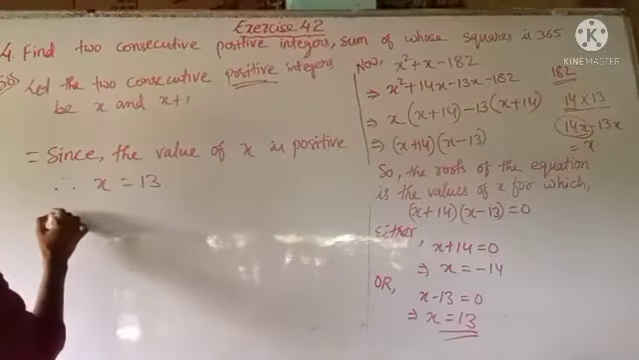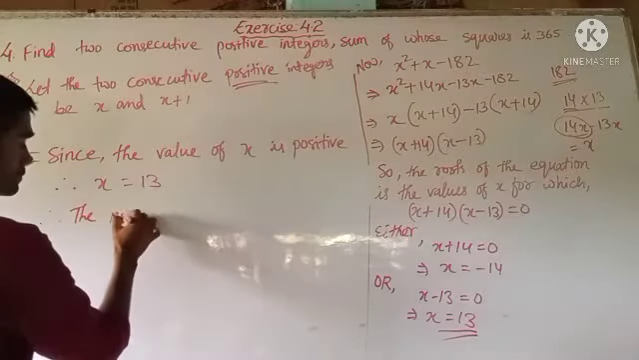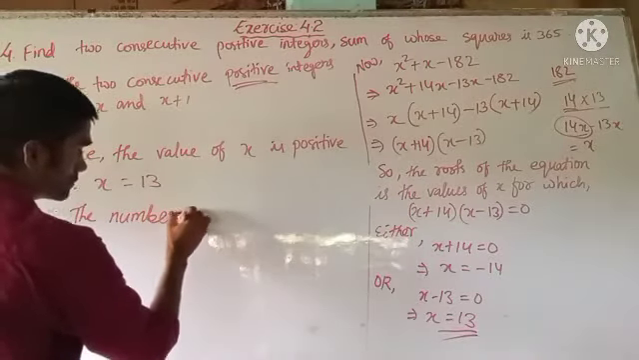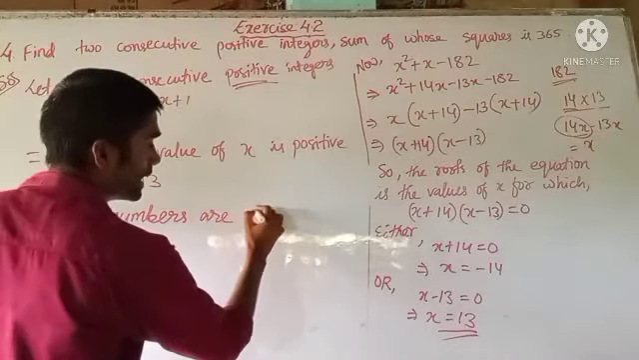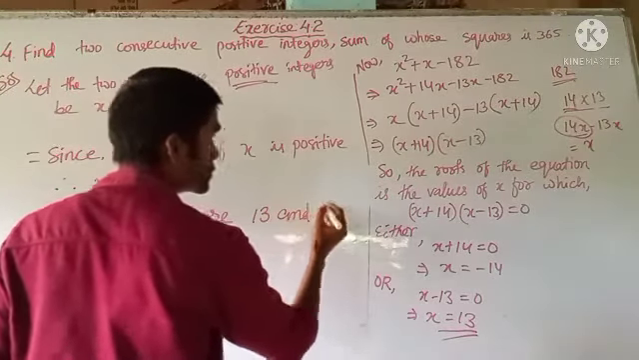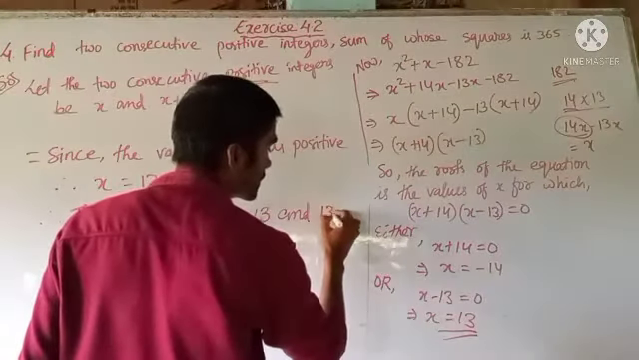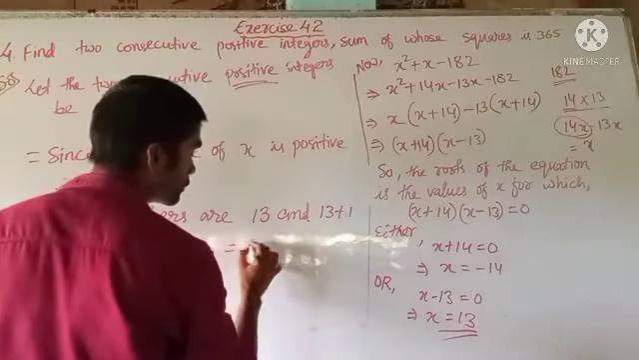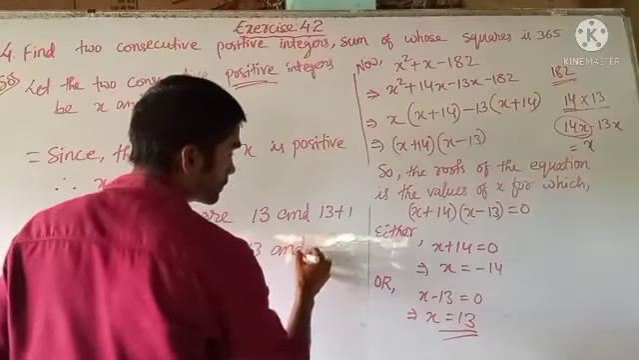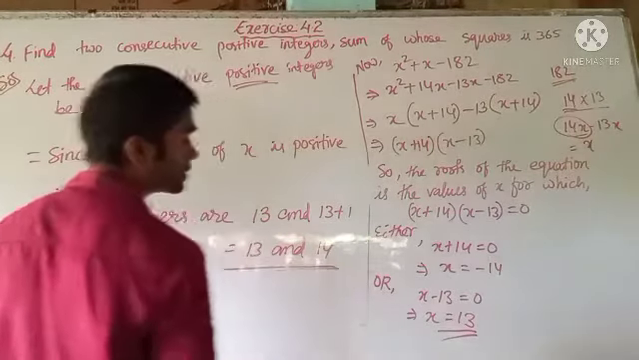Now, therefore, the numbers are x, we got here, it is 13, and x plus 1. We got the other number, that is x plus 1. So 13, and the other one is 13 plus 1, it is 14. So this is our answer.